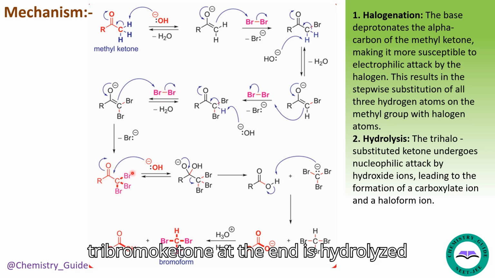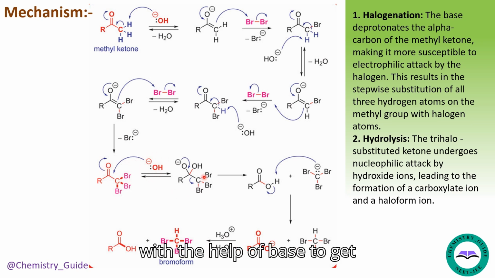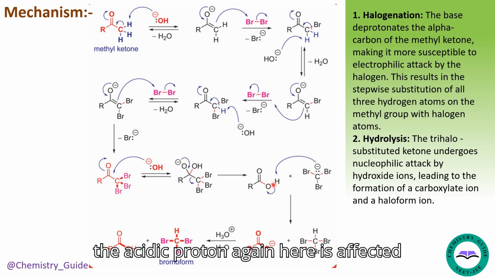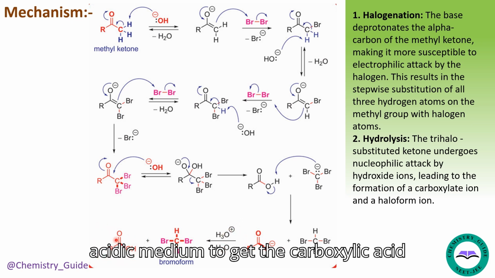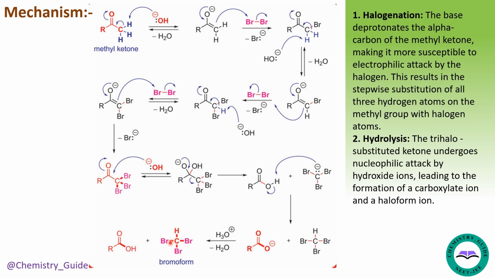This tribromoketone at the end is hydrolyzed with the help of base to get the carboxylic acid derivative, and the acidic proton here is abstracted by the tribromo carbanion to get the haloform and the carboxylate anion. This anion is protonated in acidic medium to get the carboxylic acid derivative, and we get the bromoform as the byproduct in this reaction.